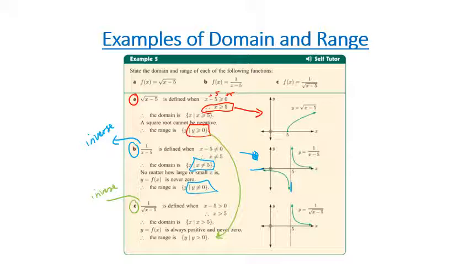We've still got our vertical asymptote at 5. We've still got our horizontal asymptote at 0. But we know that f of x has to always be positive. So therefore the range, in the y value, is greater than 0, and in the x, it's got to be greater than 5.